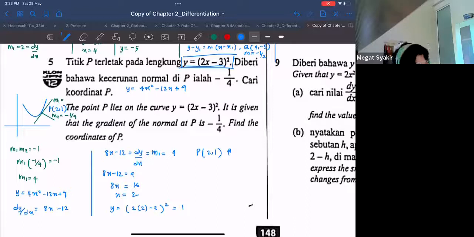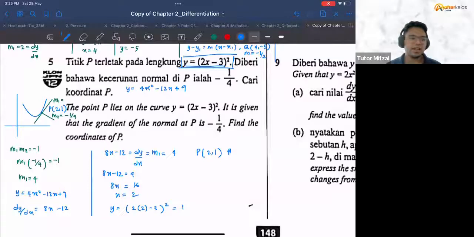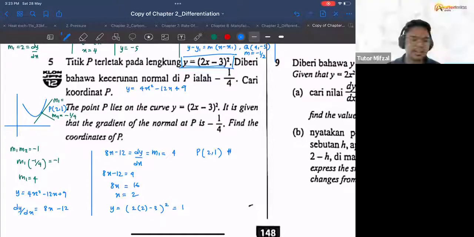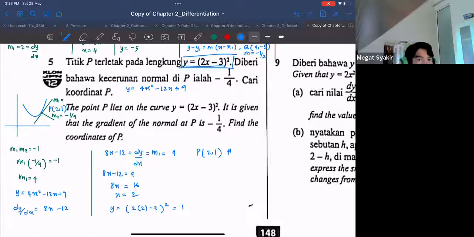Sir. Yes. Sorry, nak tanya. Kan M1, M2 equals to negative 1. Why is that? That one is the formula to relate between normal and tangent. Yang tu memang dia punya relationship dia. But kan, given that the gradient of the normal at P is negative 1 over 4, if dia kata the gradient of the normal means that is memang M2. Yes, yang tu M2. Dia punya normal. Okay. Alright. So M1 is the tangent, M2 is the normal.